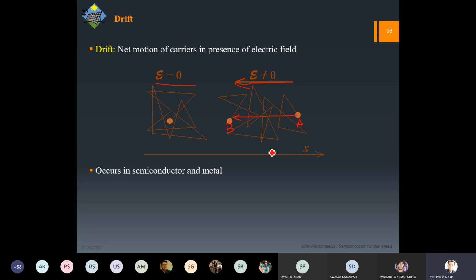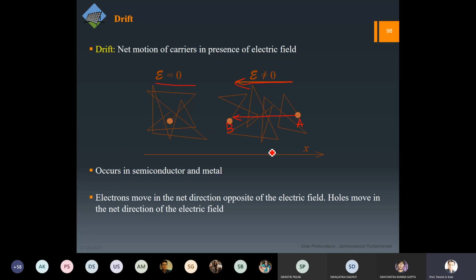Now, this obviously occurs in semiconductors. The point is that electrons will move in a net direction opposite to the electric field, and because of the difference in polarity, holes will move in the direction of the field. Accordingly, you can mark the currents.